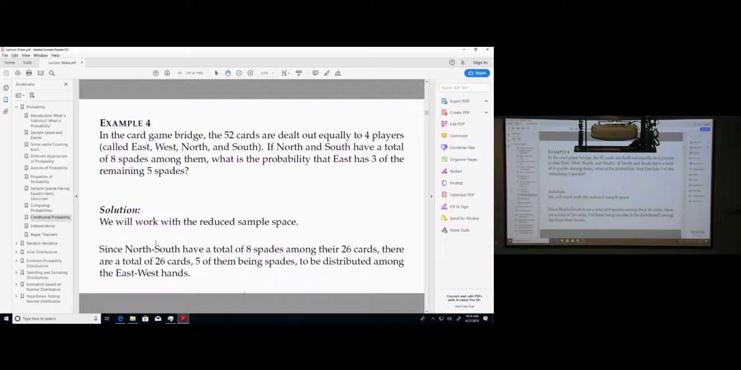We will work with the reduced sample space. Since North-South has a total of 8 spades among the 52 cards, there are a total of 26 cards, 5 of them being spades, to be distributed among the East and West hands. All right, so this is the situation.